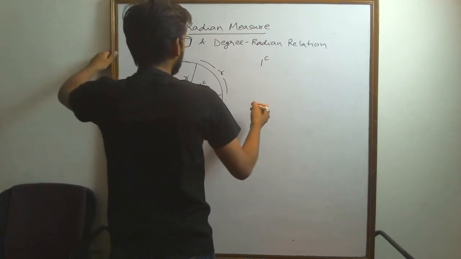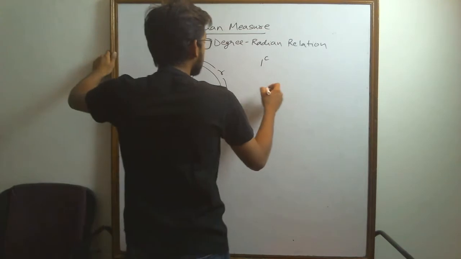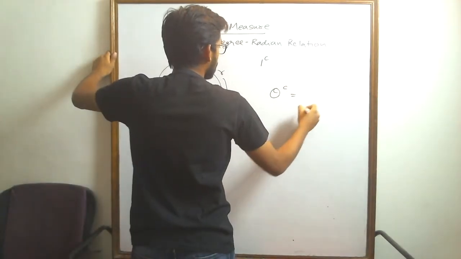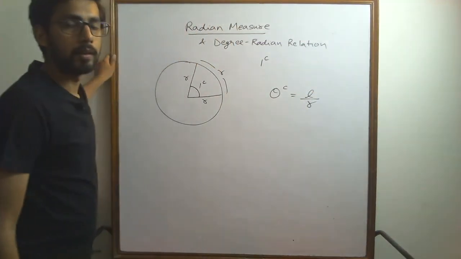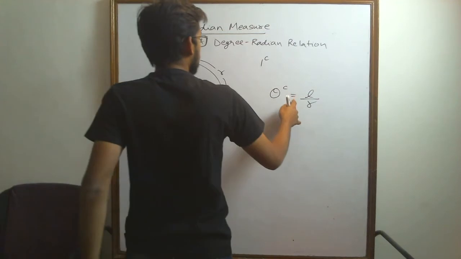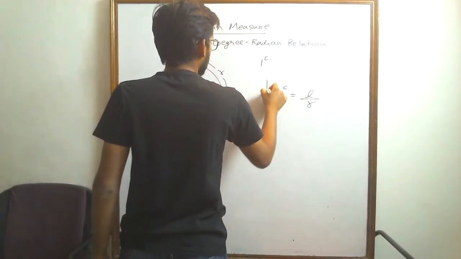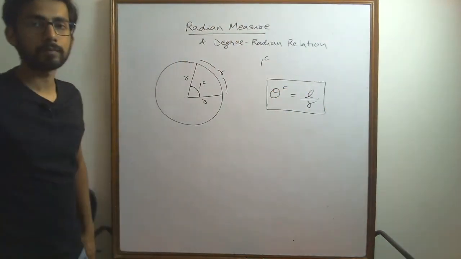Now if I have an arc of length L, then the angle subtended at the center in radians will be equal to L upon R. So theta radians is equal to L upon R, where L is the length of the arc and R is the radius of the circle. This is how we define radians.